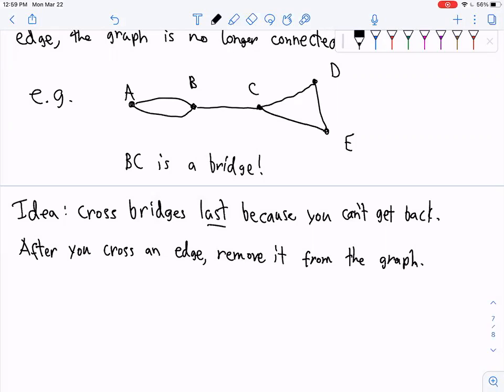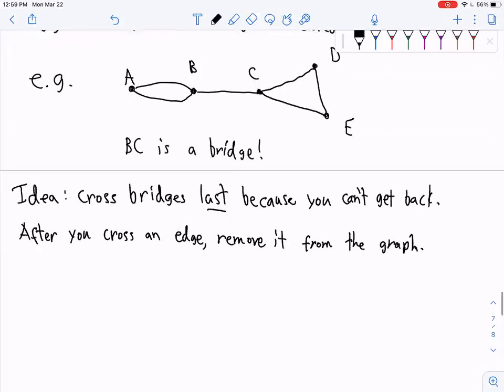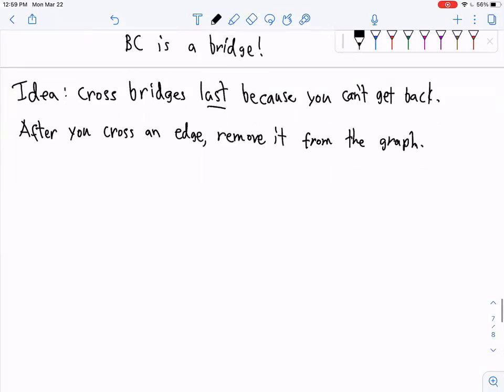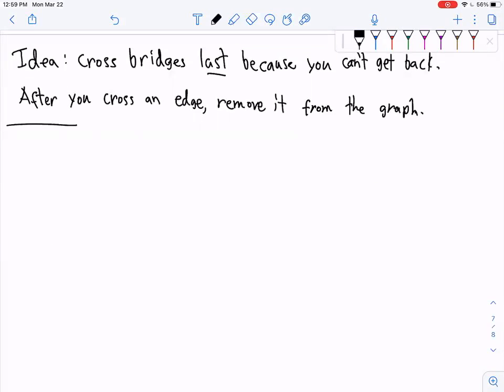Okay, so the definition of what's a bridge is constantly changing based on what edges you have remaining that you're allowed to use. And so Fleury's algorithm, I'll give it in full now. There are several steps.